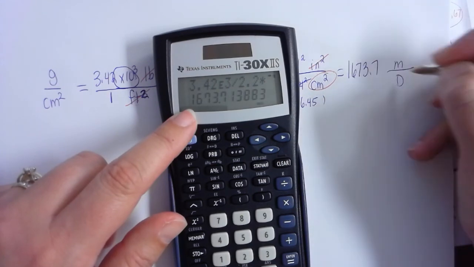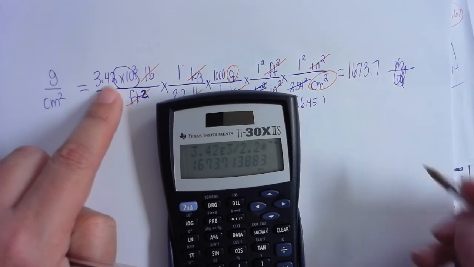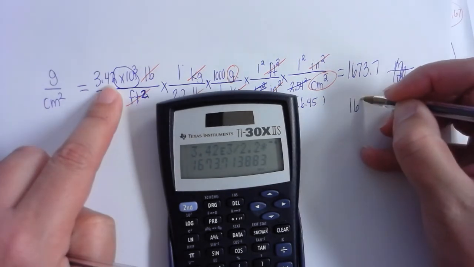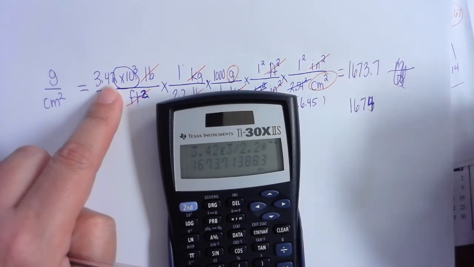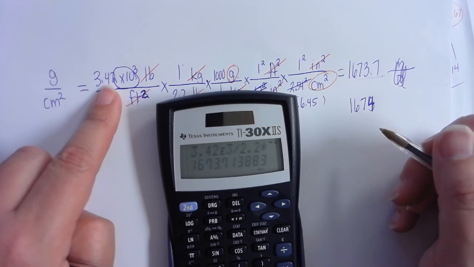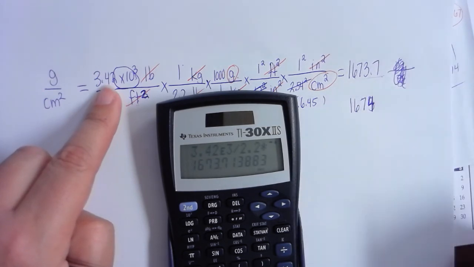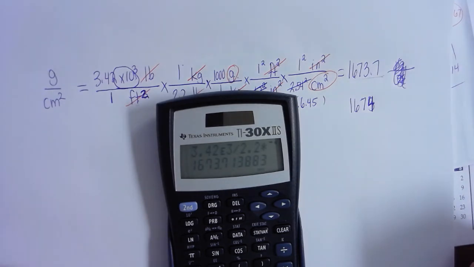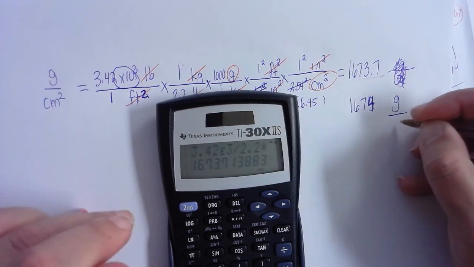Now, I said earlier that, roughly give me about the same number of digits. If you reported this as 1673 or 1674, that'd be fine. If you gave me that whole number, I'm not going to be upset. All right. The only thing I'm going to be upset about is if you don't give me a unit. So what's the unit? Grams over centimeters squared.